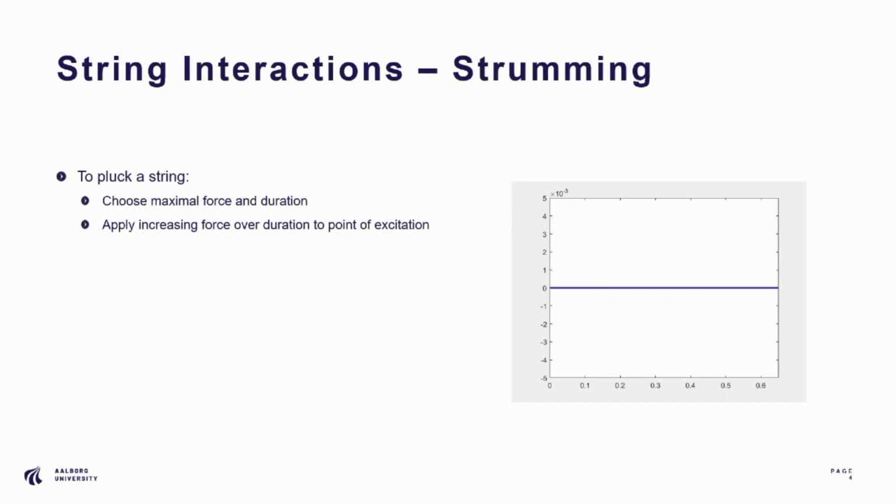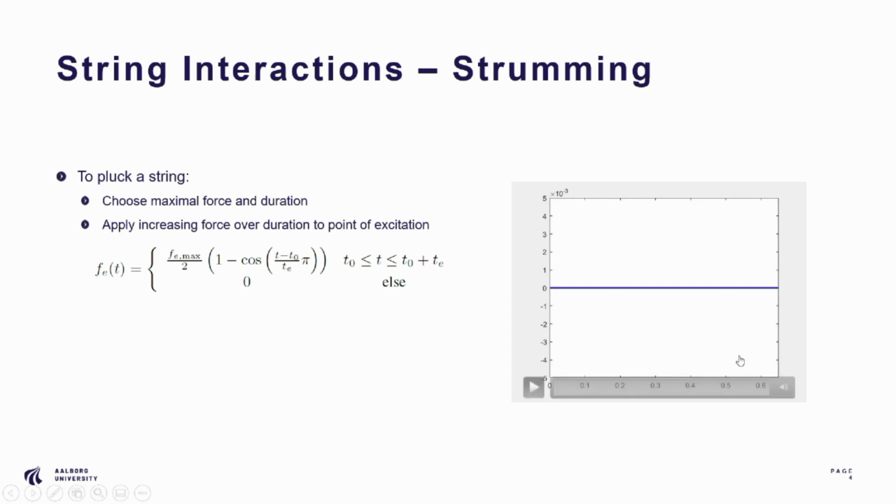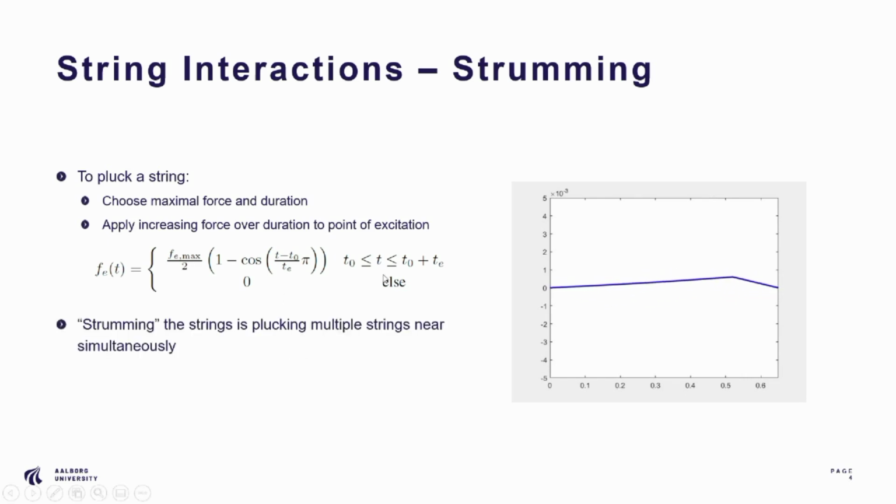So let's take a look at the interactions that we need to realize. One of them is strumming various strings. If we want to pluck a single string, one way to model that is to apply increasing force to a single point on the string and release it when it reaches some maximum force. So this can, for example, be expressed by this inverted cosine, and we have a visualization of what applying that looks like. So increasing the force, then suddenly it's released, and then the string starts to vibrate, and we have plucked the string. And then strumming the strings is just plucking all of them basically at the same time, or near simultaneously.